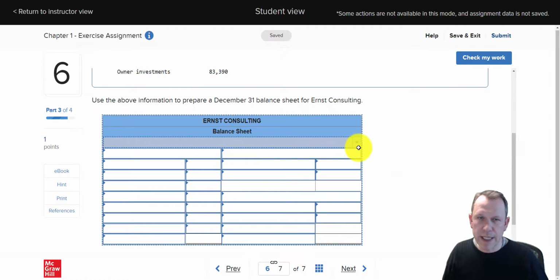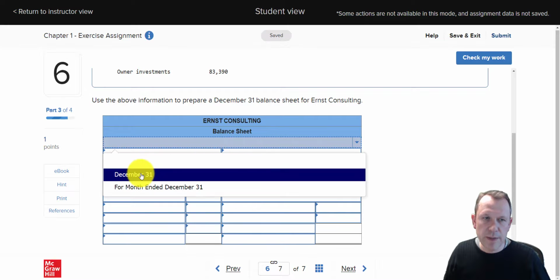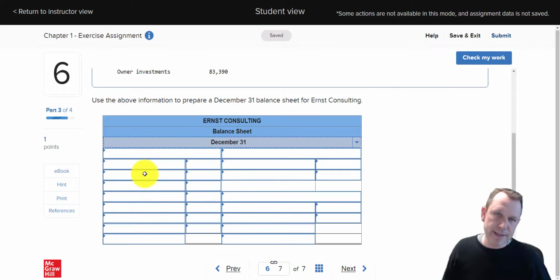Okay, so now we're cruising along, and we're going to use part of what we just did here in the balance sheet, because they're all connected again, right? So our balance sheet, this one's going to be different. This one's going to be just that date, as of this date.